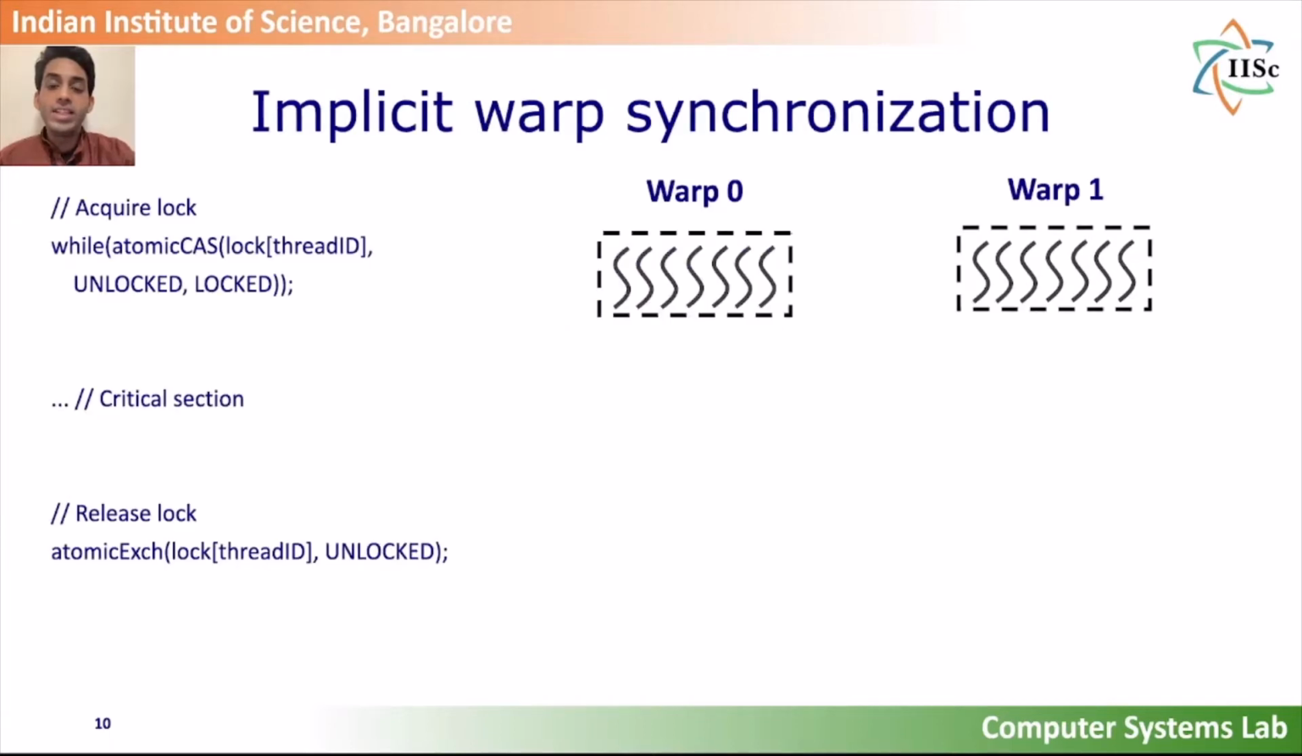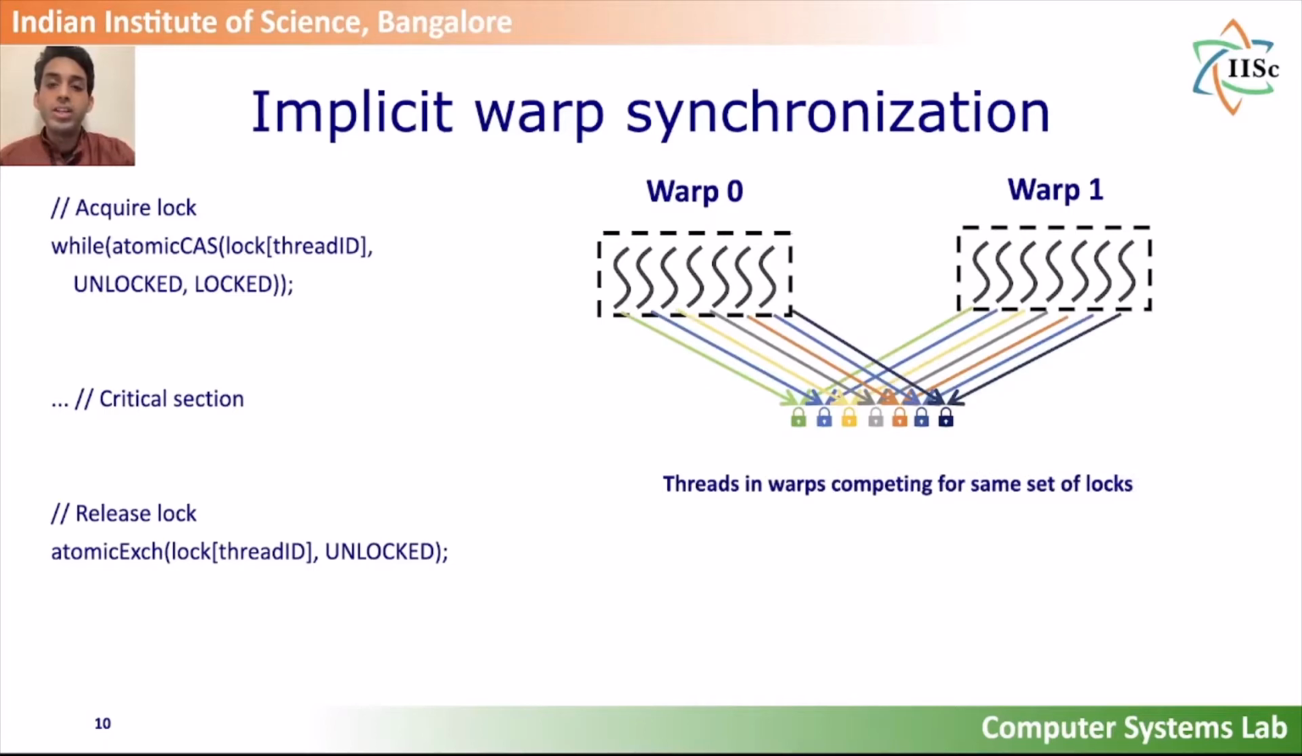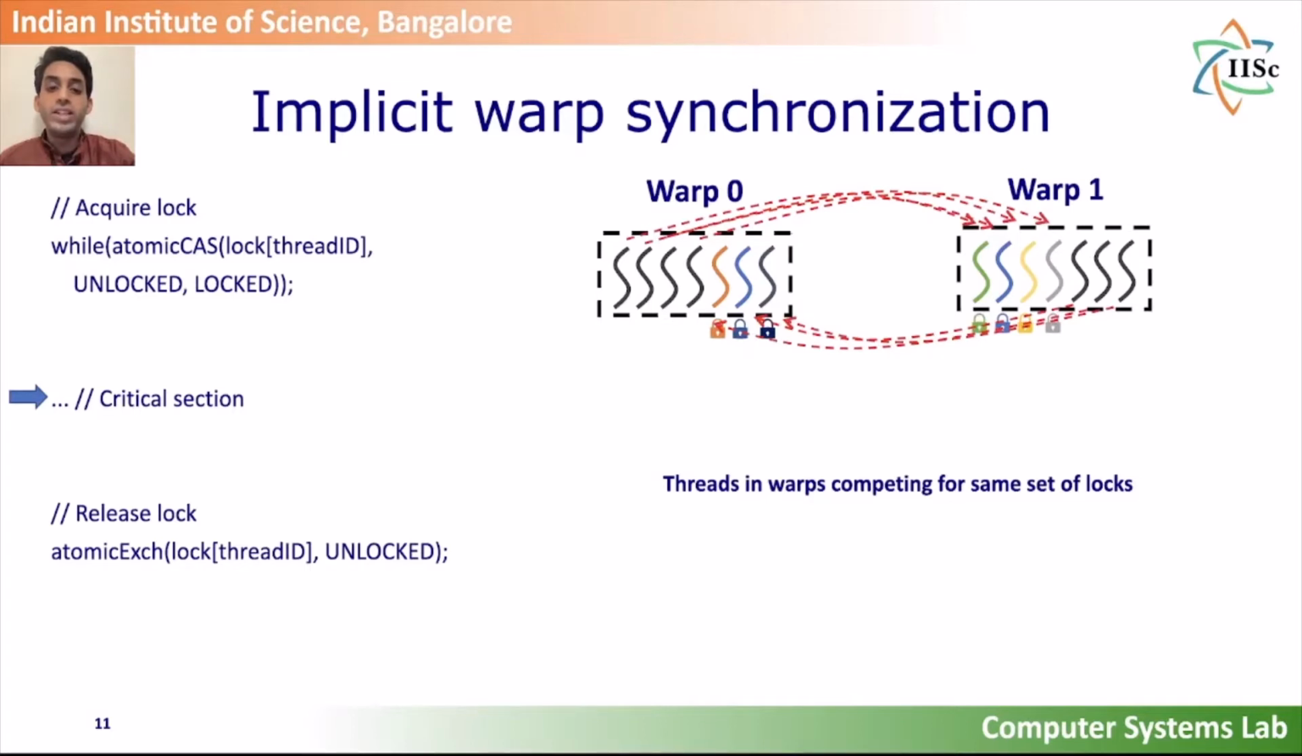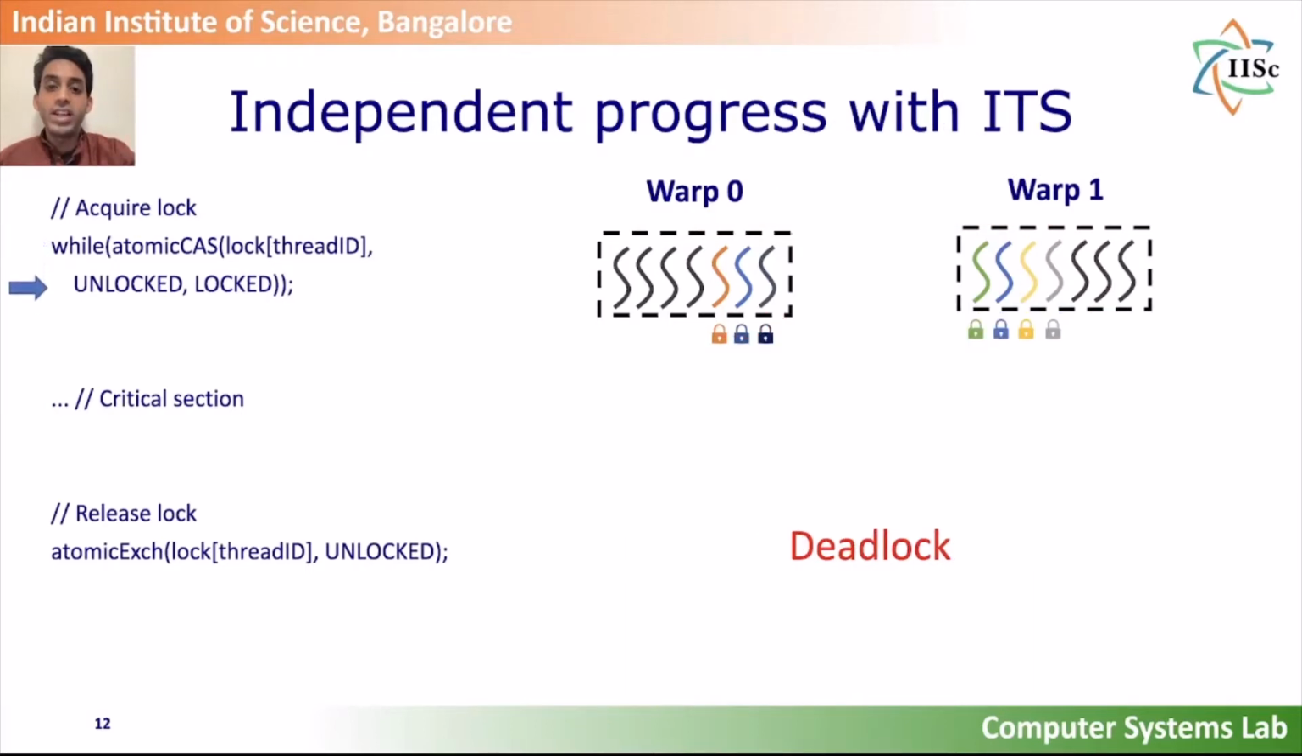To understand why ITS is useful, we take an example CUDA code snippet seen on the left, which all the GPU threads execute. Here, two warps are competing to acquire the same set of locks. Assume a subset of both warps manage to acquire their respective locks. The threads which fail to acquire their locks will be stuck waiting for the threads in the other warp to release their locks. Due to lockstep execution, the threads which successfully acquired their locks are forced to wait until the other threads in their warp also acquire their locks. This leads to a deadlock. Instead, with ITS, the threads that successfully acquire their locks can proceed with their execution, removing the deadlock.